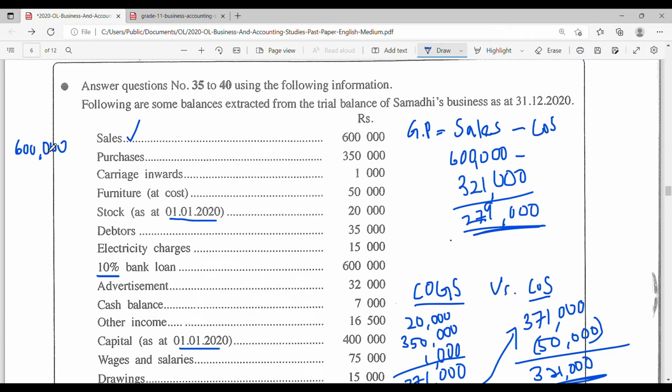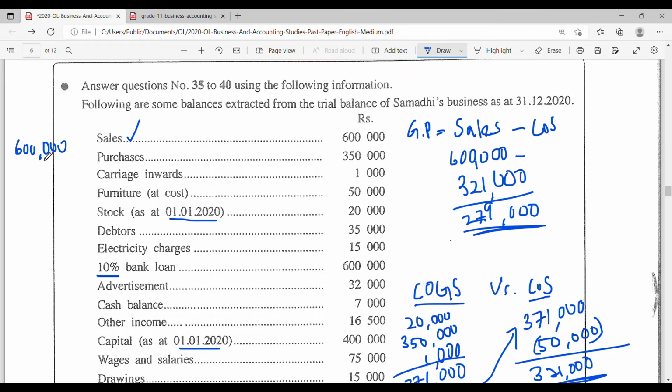Purchases not an income. Carriage inwards not an income. Furniture is an asset. Stock as an asset. Debtors asset. Electricity charges expense. Bank loan liability. Advertisement expense. Cash balance is an asset.